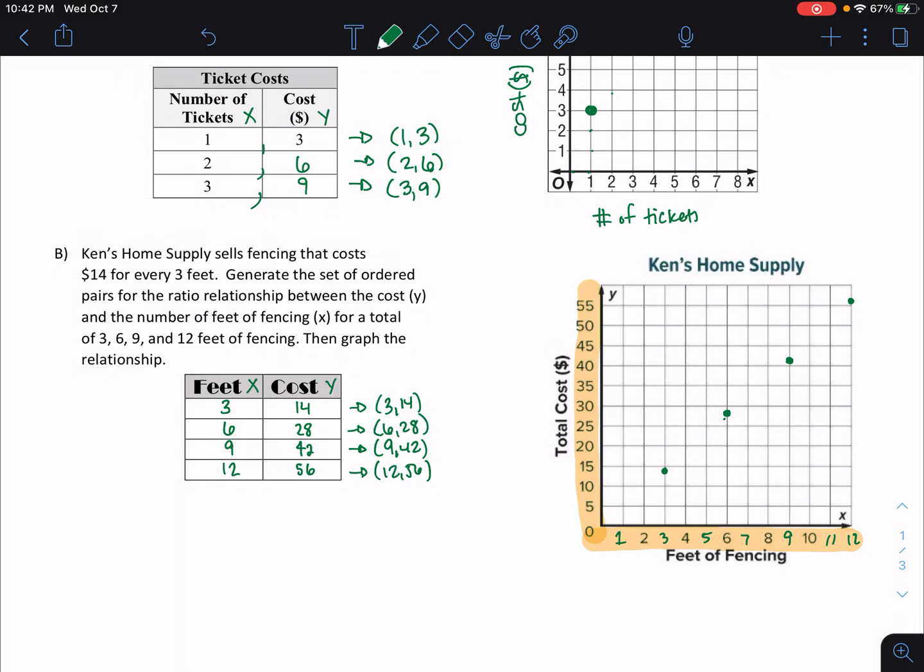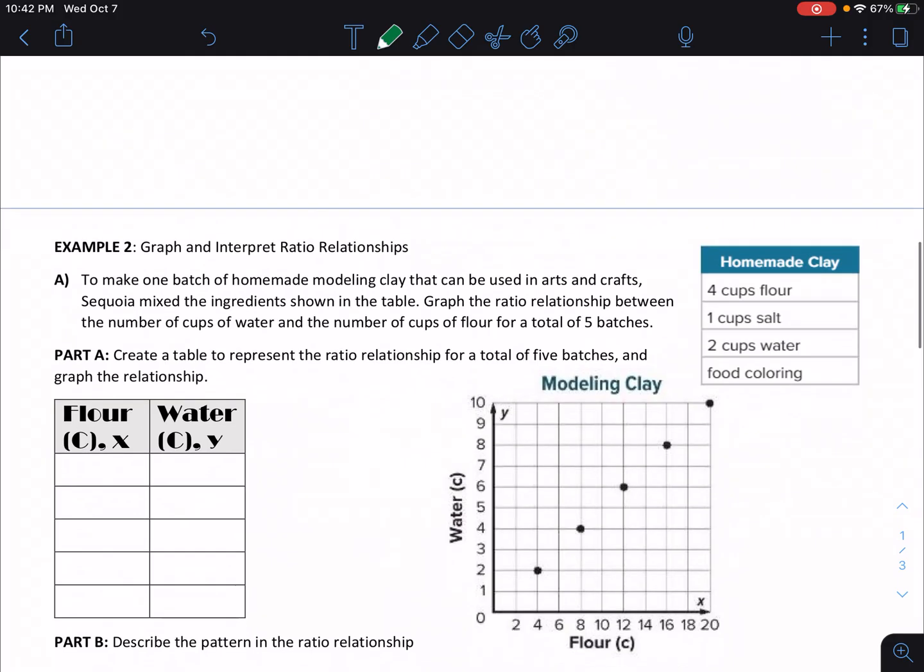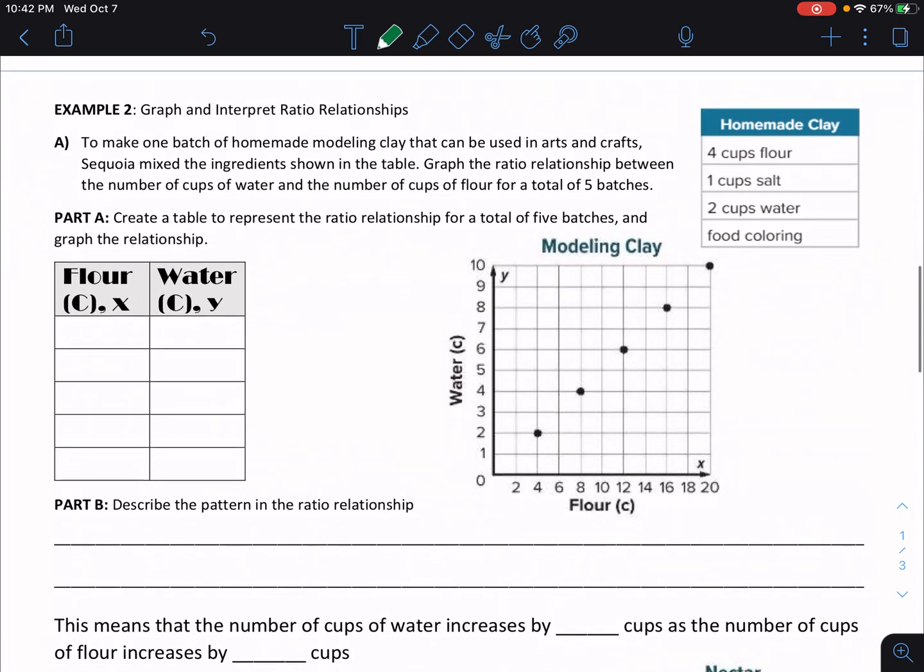Now that we've practiced creating the table, understanding the ordered pairs, and putting them on the graph, we are now going to use that to talk about the relationship between the values. So here it says to graph and interpret the ratio relationships. To make one batch of homemade modeling clay that can be used in arts and crafts, Sequoia mixed the ingredients shown in the table. So we've got this table over here.